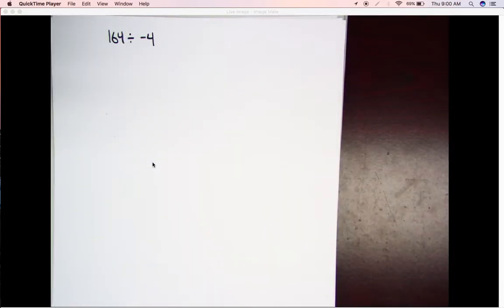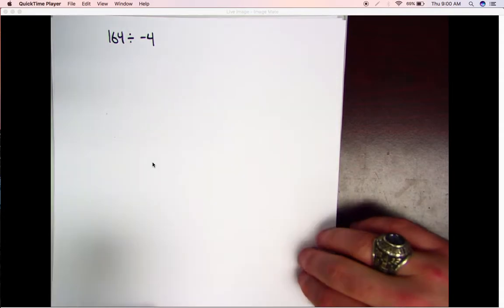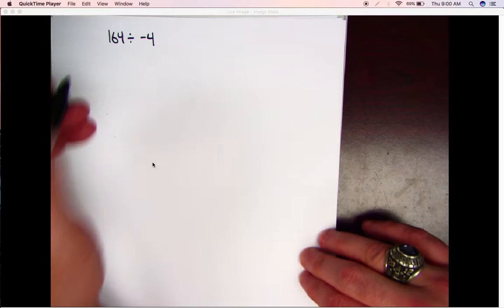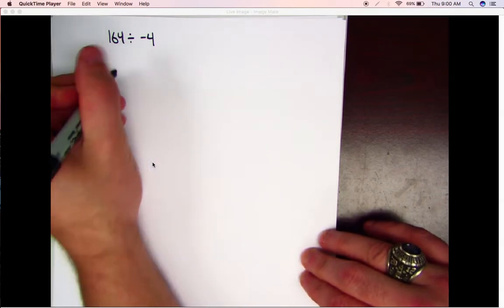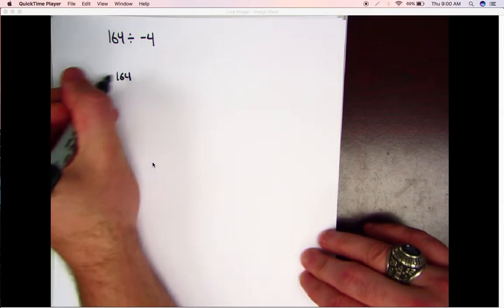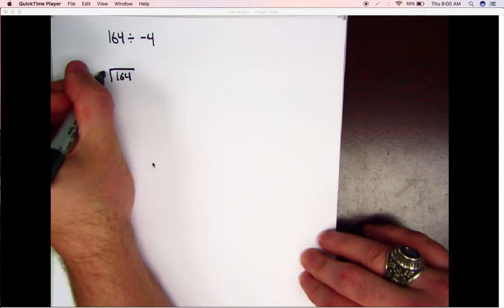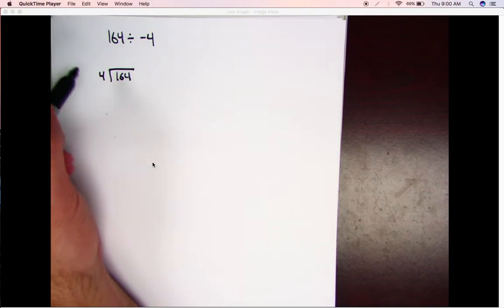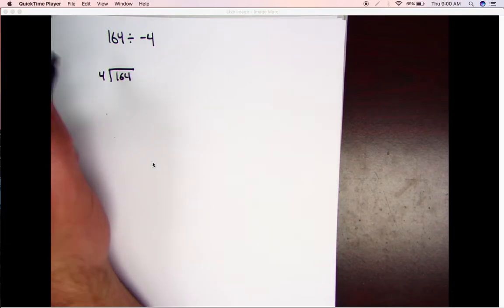So if you know that your answer is going to be negative, we can take 164 divided by a negative 4. Well, we can do the old-fashioned division that we remember back in elementary school. So 164 divided by 4. Now the reason why I'm doing it by 4 instead of negative 4, at the very end, that's when we'll worry about the signs. But when you're doing the problem, you don't have to worry about the signs.